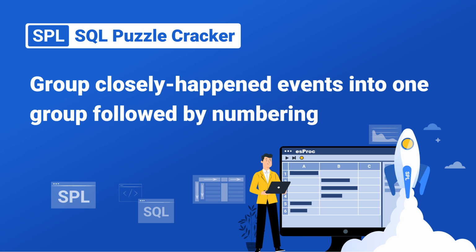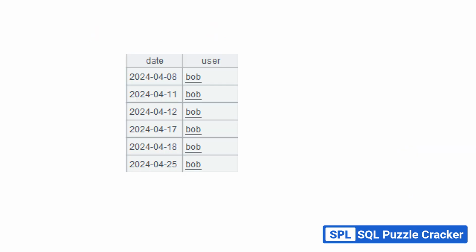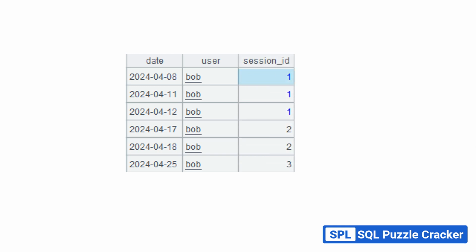Group closely happened events into one group followed by numbering. A certain database table stores multiple events of users, and after sorting one user's events by time, it looks like this. Now we need to add a calculated column of session ID.